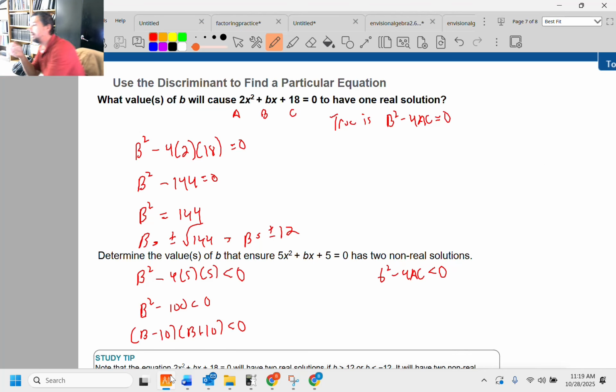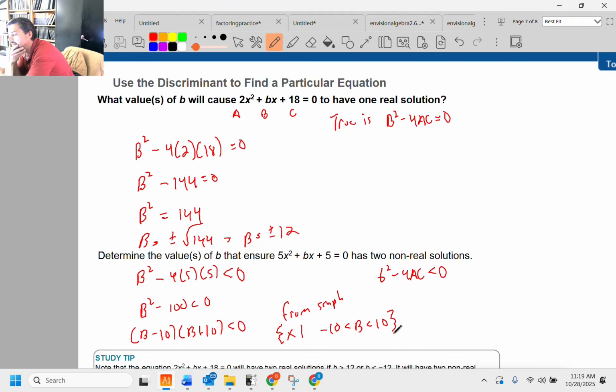So from the graph, I learned that x was stuck, or not x, in this case, b was stuck between -10 and +10. If I'm a set builder kid, all values of b such that b is stuck between -10 and 10. If I'm an interval kid, just -10 to 10 does the job.